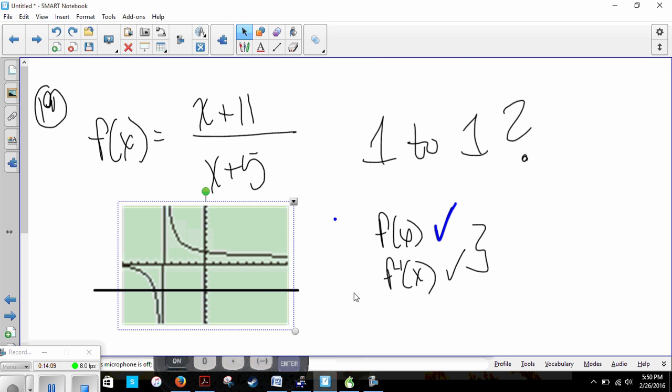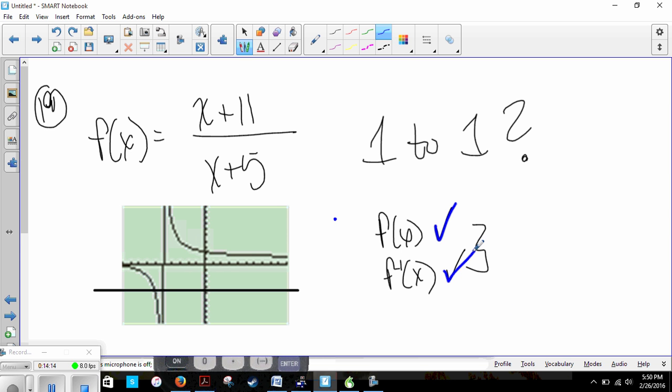And so since it passes the vertical and the horizontal line test, that means my f of x is a function and my f inverse is a function. And that means it's a one-to-one function.